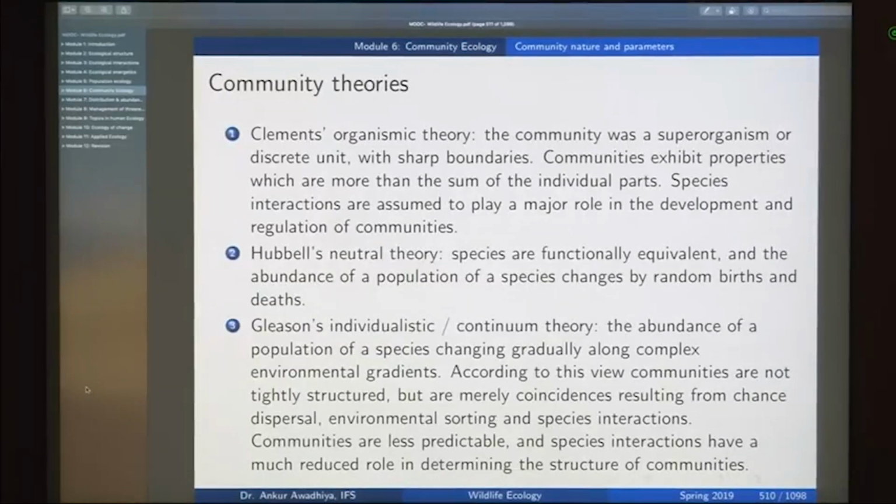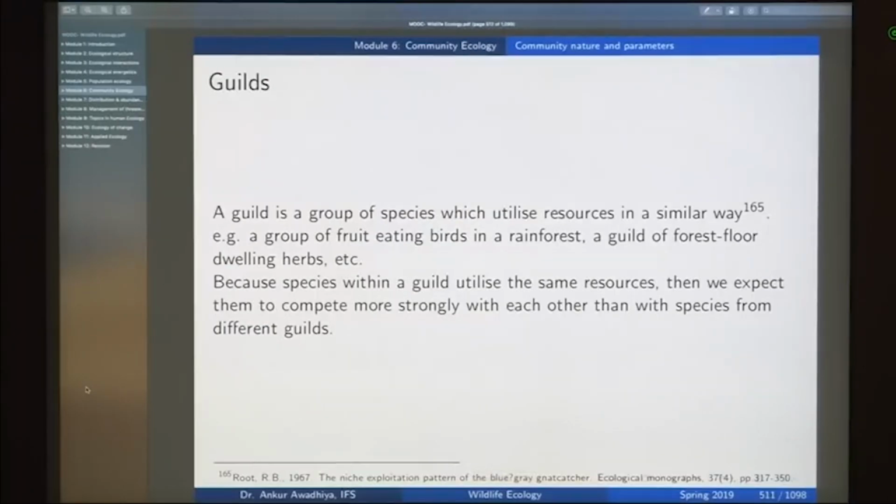Then we looked at three community theories. We have the organismic theory, which was put forward by Clements, who said that the community behaves like a superorganism and it has properties that are more than the sum of its parts. On the other hand, you have the individualistic theory or the continuum theory, which says that the communities are just mere coincidences and there is no such organismic relationship. And then there is the third one, which is Hubbell's neutral theory, which comes somewhere in between. It says that the species are functionally equivalent and the abundance of a population of a species changes by random births and deaths.